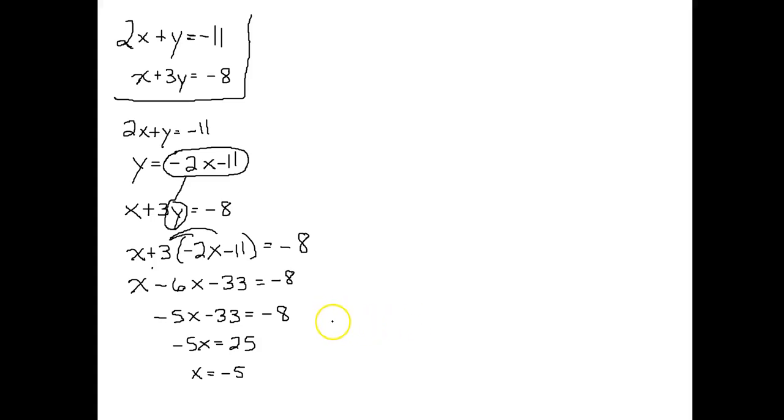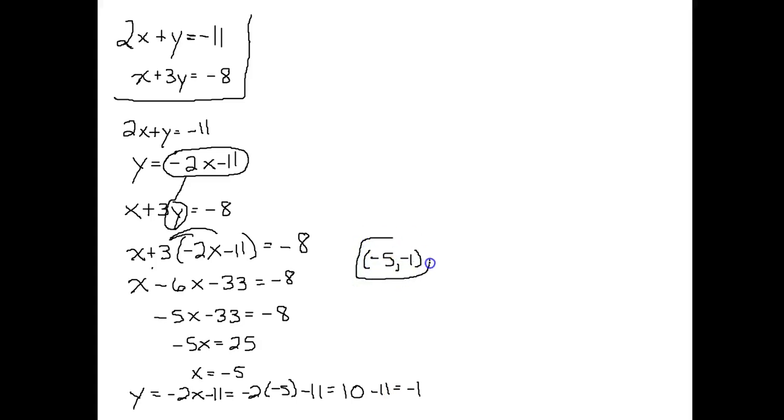Now you're not quite done yet. You've got to solve for y too. But from earlier, you know that y equals negative 2x minus 11. So you can do negative 2 times negative 5 minus 11 and see what you get. 10 minus 11, and you get negative 1. So your solution is the ordered pair negative 5, negative 1. There's your solution.